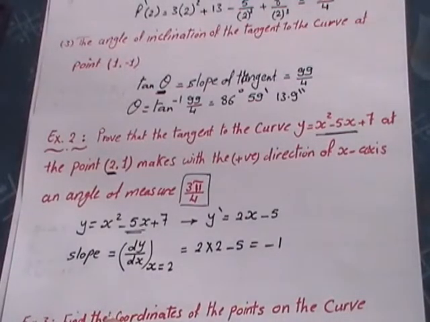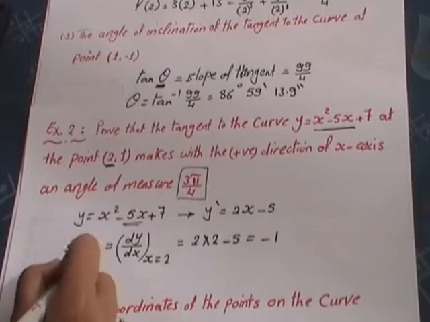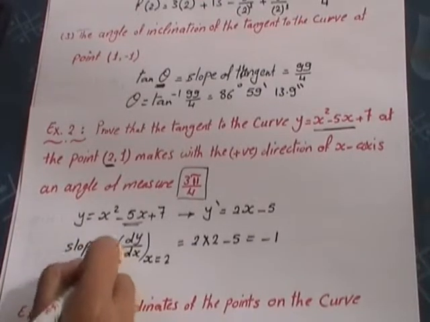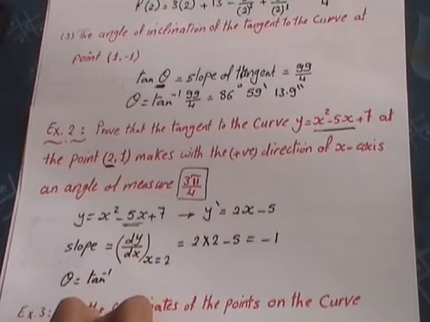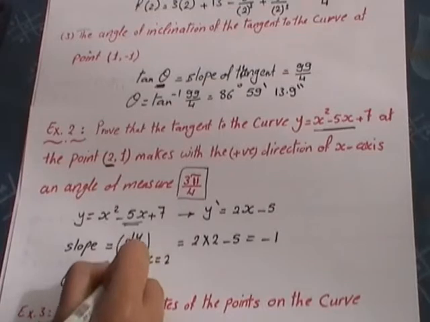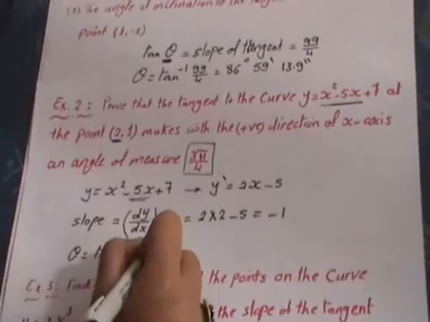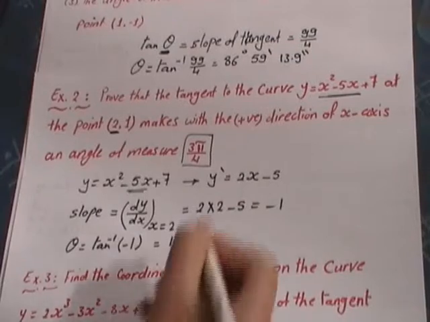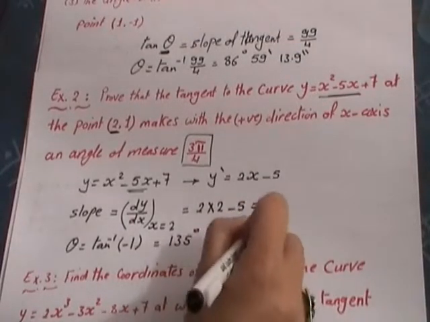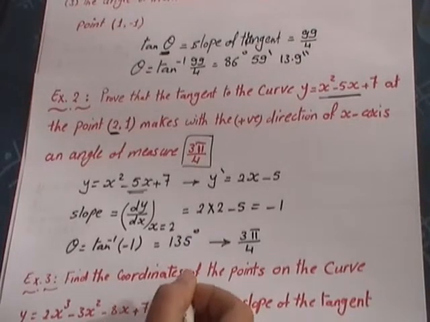The third step, we find the angle which this tangent makes with the positive direction of the x-axis. Theta equals shift tan of the slope, which is dy by dx at x equals 2, which equals negative 1. Shift tan of negative 1 equals 135 degrees on the calculator, which is equal to 3 pi over 4. So this is the proof of this question.